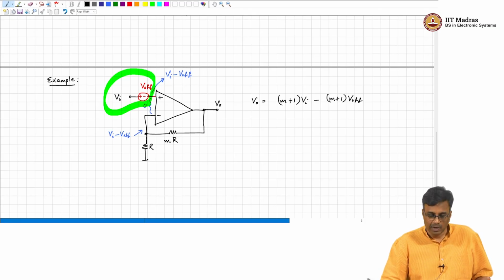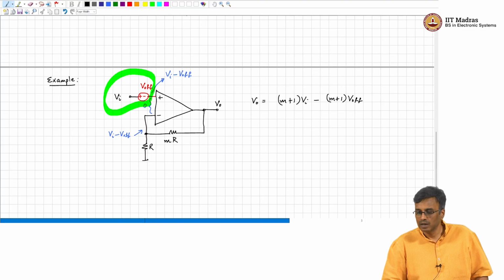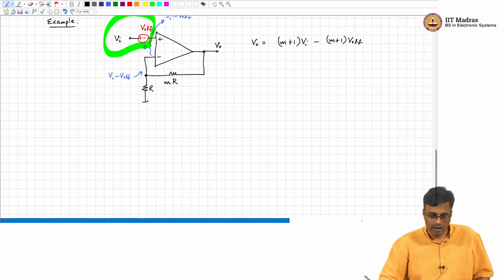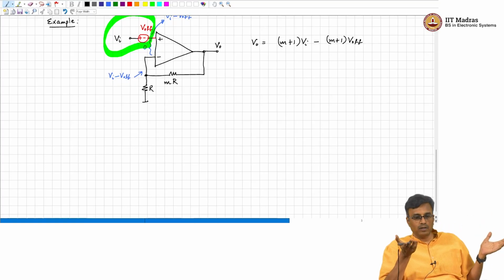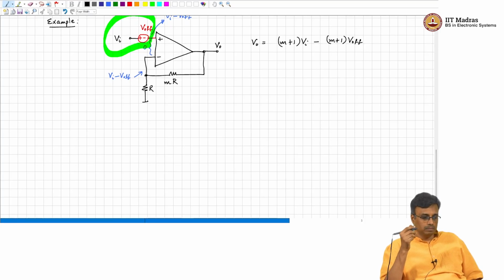So, you just treat this as another independent source, and then analyze it like we did before. If you like to use superposition, that is also fine, but that is all there is to it. Let us take another example. Offset in the op amp reflects as offset in this closed loop amplifier. So, ideally in the closed loop amplifier, when you set V I equal to 0, we were expecting the output to be 0. Now, what will we see at the output?